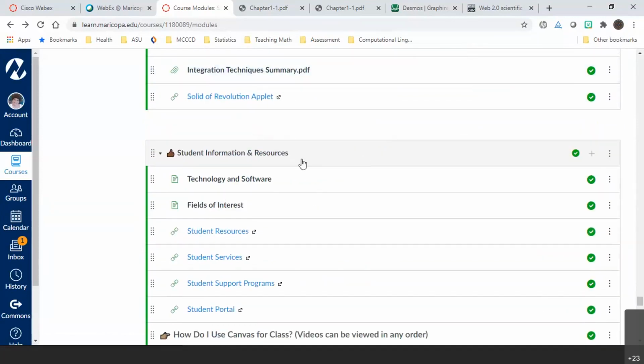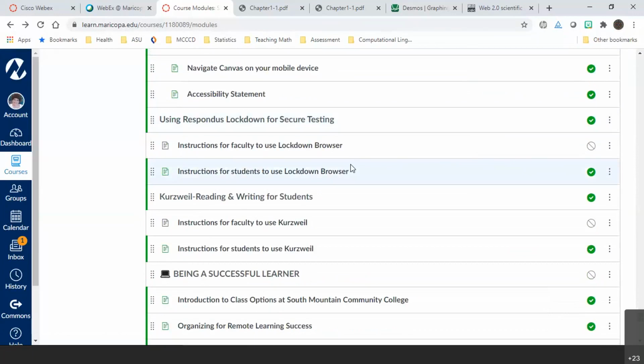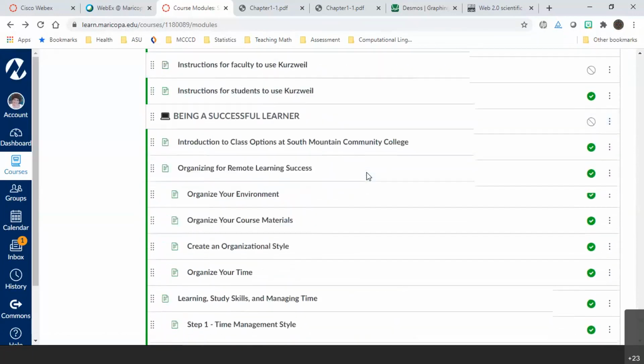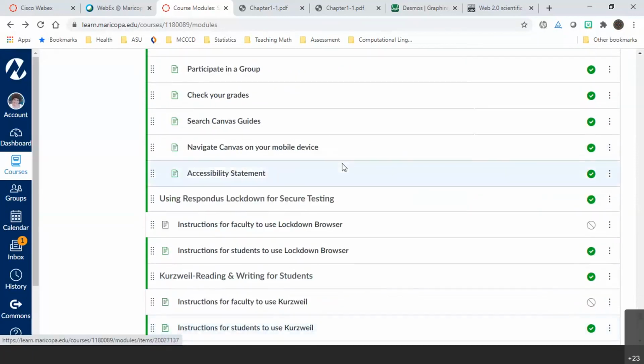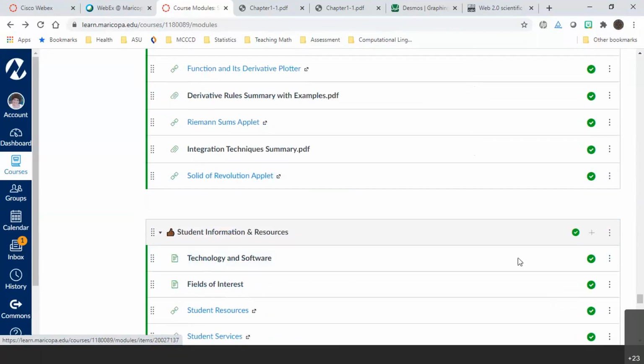And then this is something that we've gotten from our student services folks that have general information. This is not related to calculus, but it's general information on how to be a successful learner. Some time management stuff. Some of you mentioned time management in the chat when I asked you how you're successful. So you have those resources here.